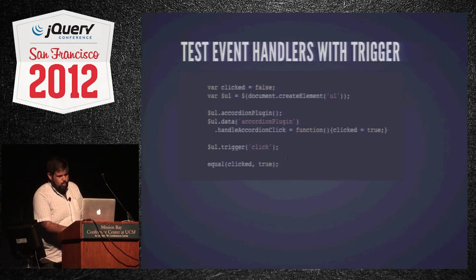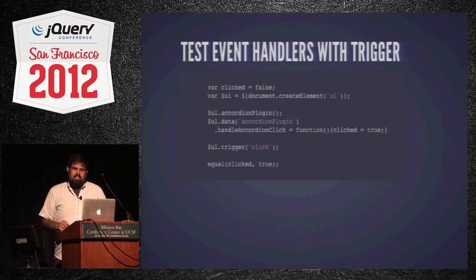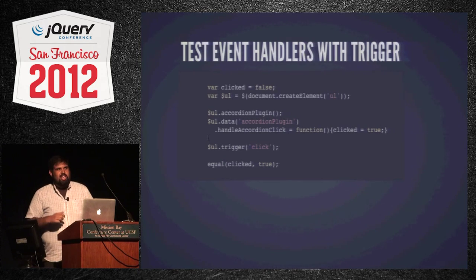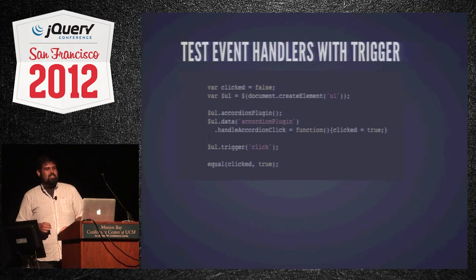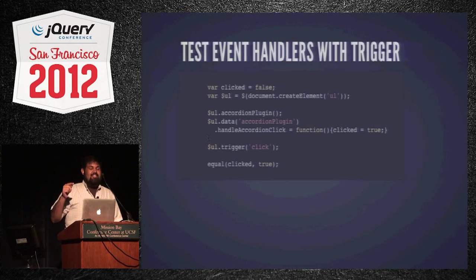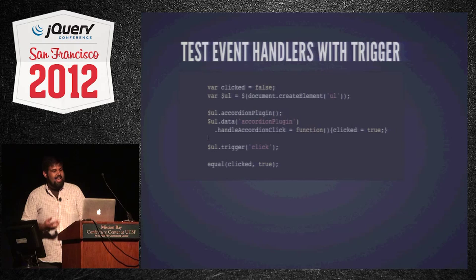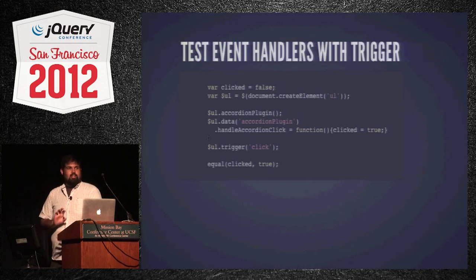So what this code is doing is verifying specifically that when the click happens, this particular function, handle accordion click, is called. Now, how it does that is using jQuery's trigger function. Every jQuery object has a way to trigger events on it programmatically. So rather than a mouse actually having to click on an element in the page, you can use the trigger method to make jQuery behave as if something actually clicked.